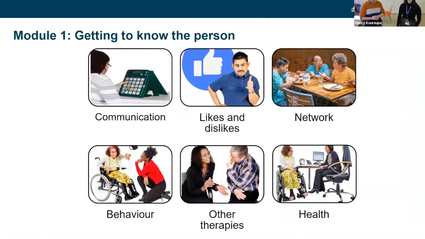So for module 1, which is getting to know the person, the idea is that the therapist really assesses the person's needs. So do they have any communication needs? Do they need aids? Do they need picture prompts, talking mats? And that should ideally be found out before the first session, but if not, it can be discussed in the first session to see if the therapist needs to make any accommodations for the person.